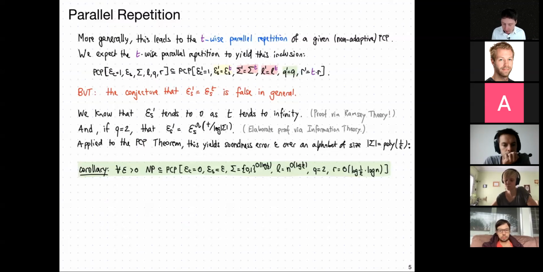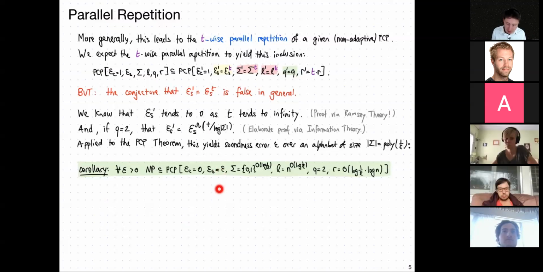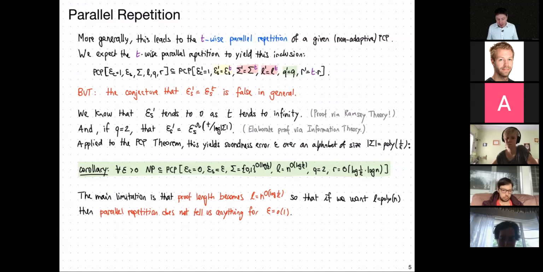But the point is that with the parallel repetition theorem applied to the PCP theorem, you learn that you can drive down the soundness error to any constant that you want, provided you take a polynomial blow-up in alphabet size and proof length, still with two queries. The main limitation, however, is that proof length grows with this dependency. So if we want to keep polynomial proof length, which usually we do for things in NP, parallel repetition doesn't tell us anything for sub-constant soundness error. So if you say, I'm fine with a super-constant alphabet size, why can't I expect a sub-constant soundness error, still with two queries?